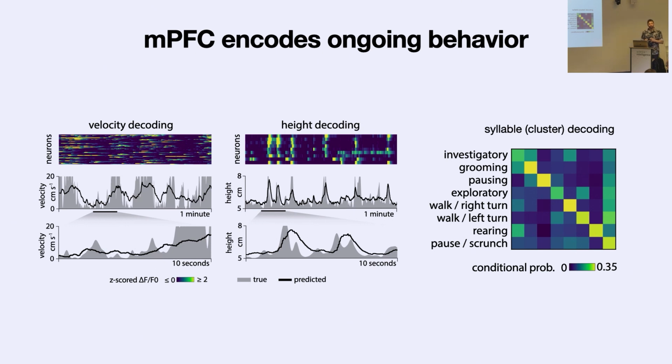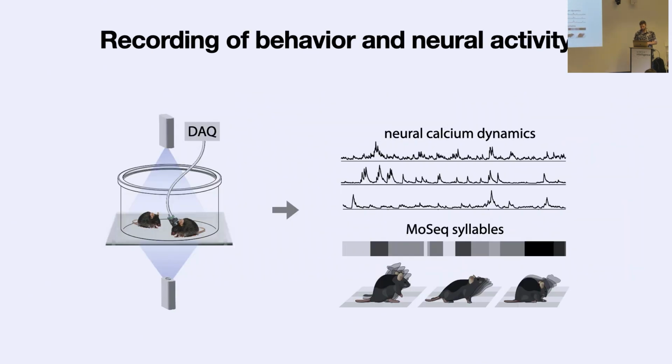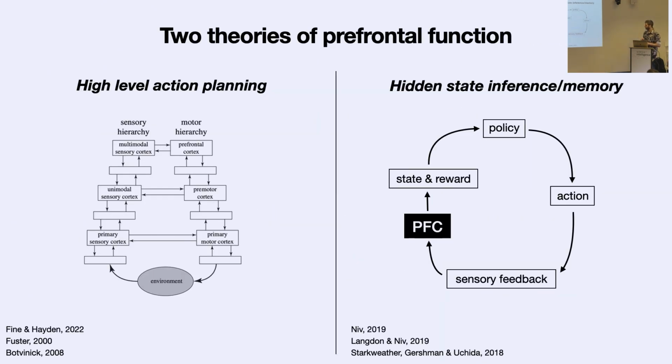Now, if you think about these theories here, a prediction of both of them is that we don't really expect, certainly in the model on the left, that PFC is encoding the moment-to-moment motor actions of the mouse. You think that it's more encoding some sort of high-level behavioral state, which is governing the more lower-level actions.